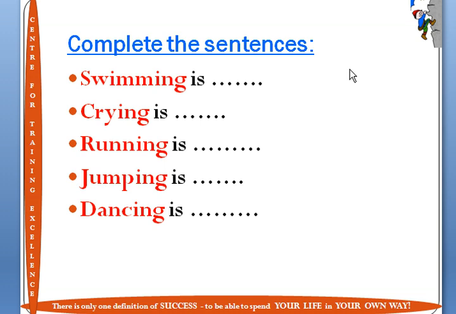Look at the verbal here. Here, the verbal has become the subject of the sentence. It functions like a noun. Complete these sentences correctly.